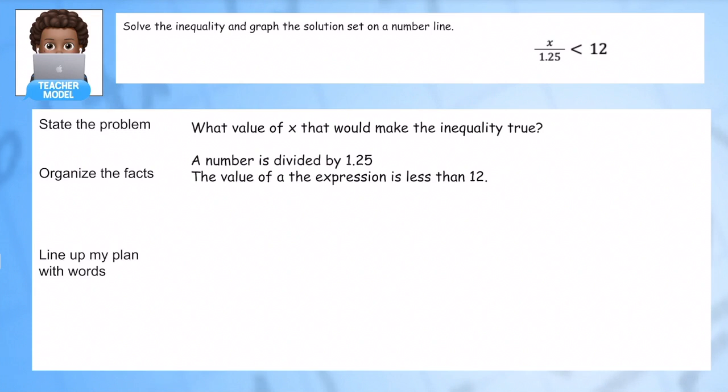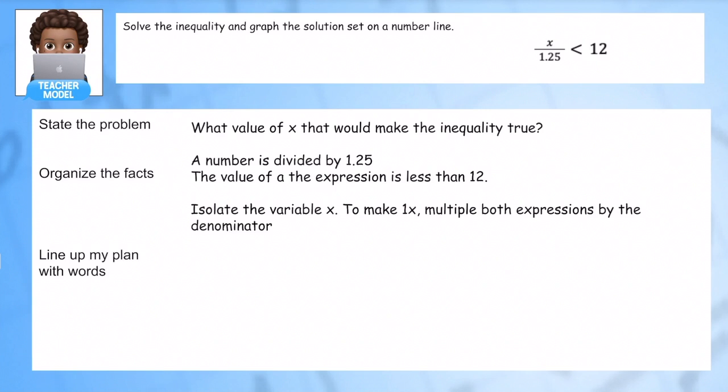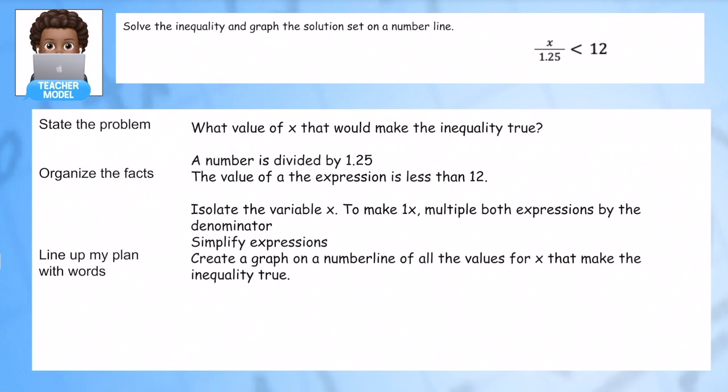Not a lot there. So look at my plan and then watch how I put it into action. I'm going to isolate that variable x, figure it out, but leave it by itself on one side. And to make 1x, that means I'm going to multiply both expressions by the denominator. So watch how I do that step. Then I want you to see how we simplify the expression. And finally, how I graph that solution set on a number line. What does that look like? What does it mean? And finally, you're going to see me test possible values for x. So hit pause so you can jot down this plan and then watch me put it into action.